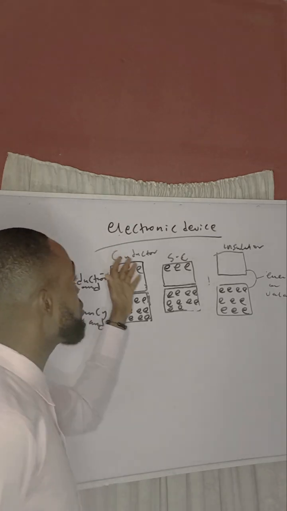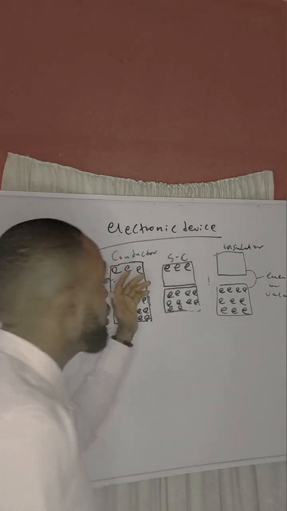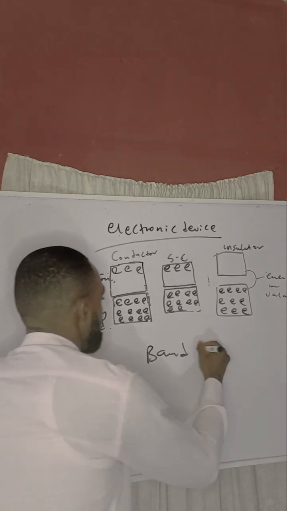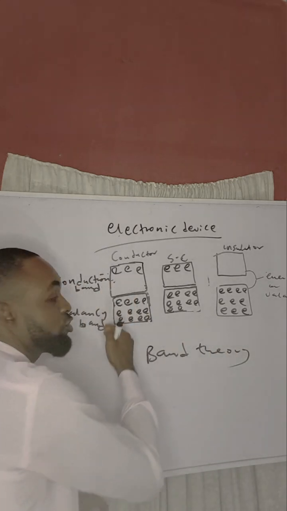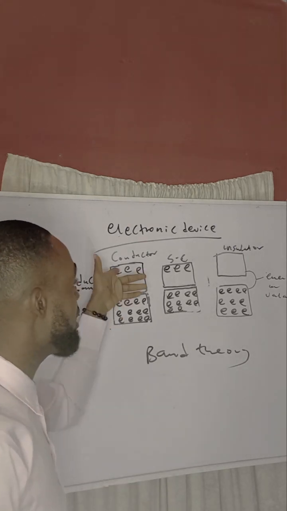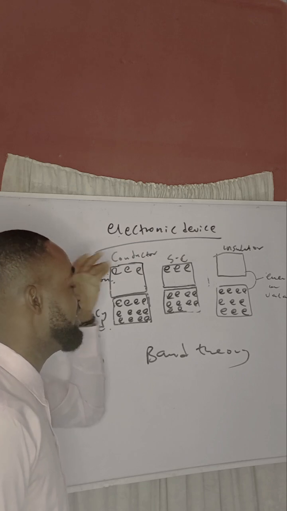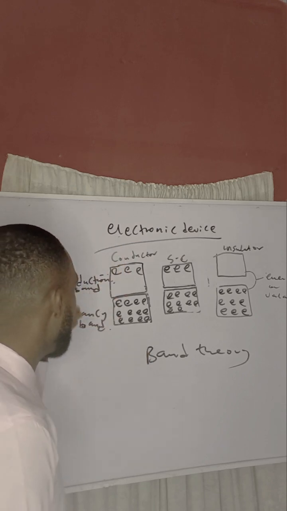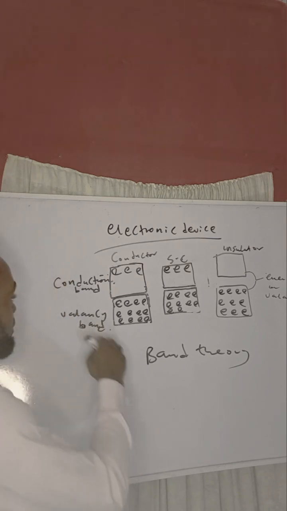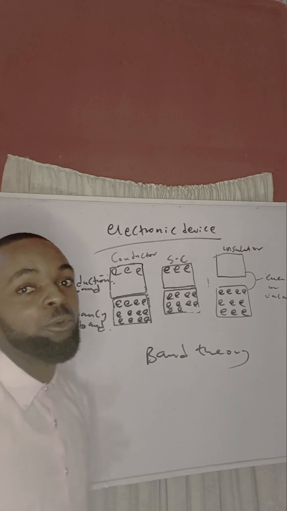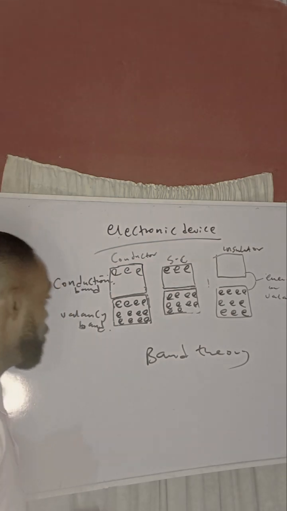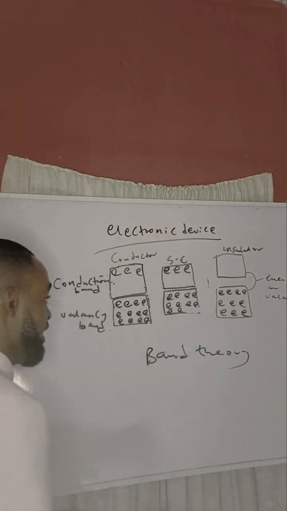For us to understand the basis of an electronic device, the theory we use is called the band theory. Remember the band theory. This band theory is made up of the conduction band and the valence band. When an electron appears in the conduction band, conductivity takes place. The valence band is made up of individual valence electrons, meaning that electrons are always found in the valence band.